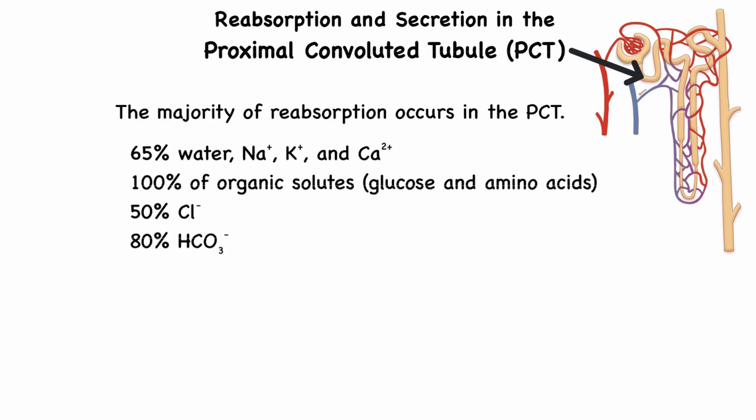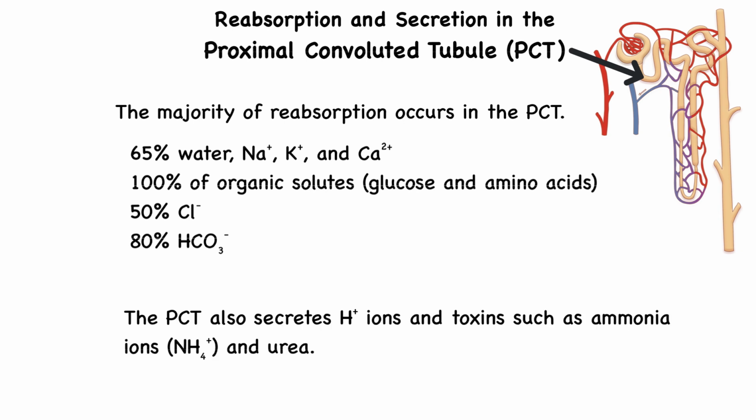This includes 65% of water, sodium, potassium, and calcium, 100% of organic solutes such as glucose and amino acids, 50% of chloride, and 80% bicarbonate. The proximal convoluted tubule also secretes hydrogen ions and toxins such as ammonium ions and urea. Most solute reabsorption in the proximal convoluted tubule involves sodium.